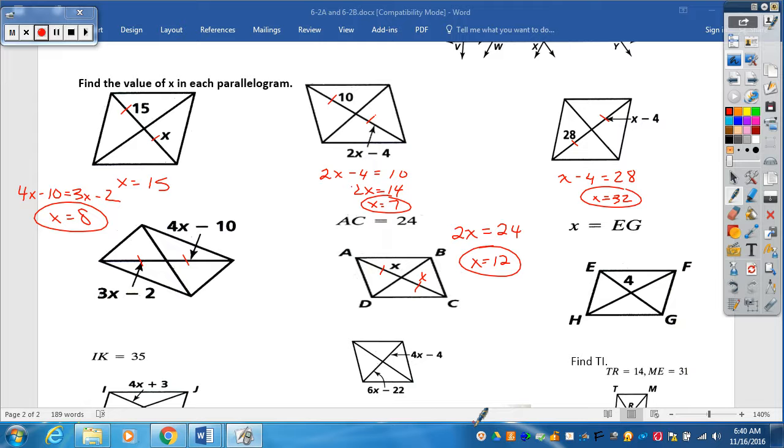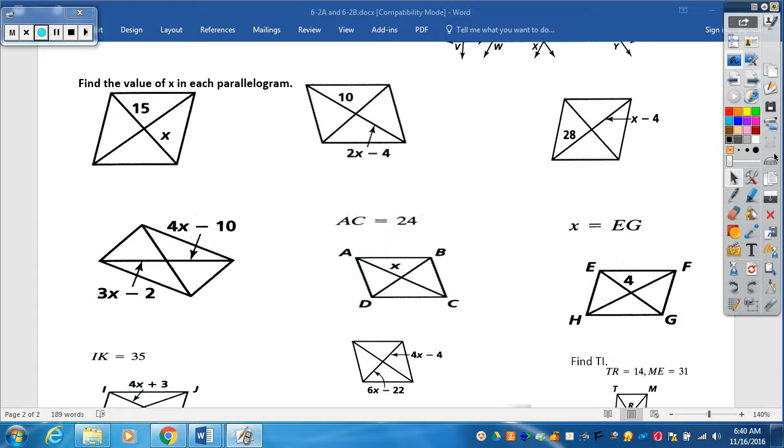Kind of the same thing, but in reverse. If EG is x, and we know that the diagonals bisect each other, we know that x will have to equal 8, or the length of EG is going to be a length of 8. Okay. So I really hope that those first 6 problems there were really simple for you. Those were not meant to be difficult problems.